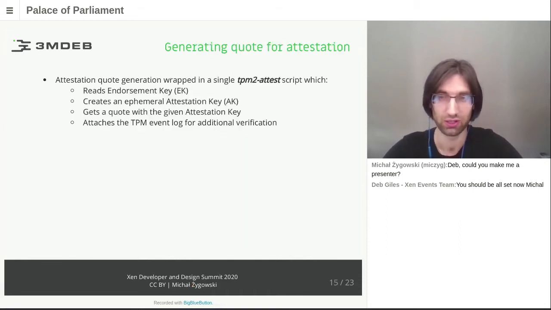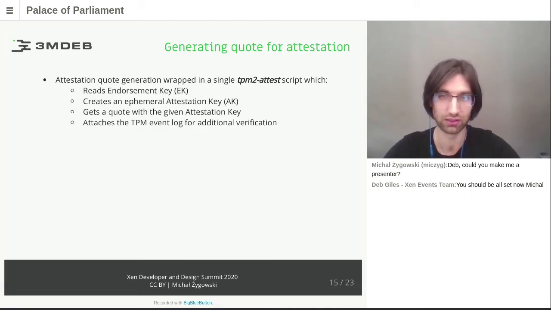And then when we are already booted, we want to create a quote for the attestation. So the TPM2 attest script will read the endorsement key from the TPM. An endorsement key is a unique key that is signed by the TPM manufacturer. Its private part never leaves the TPM, so it's protected, and we read the public part to include it in the quote, which will later be verified whether the quote and the key come from a valid TPM.